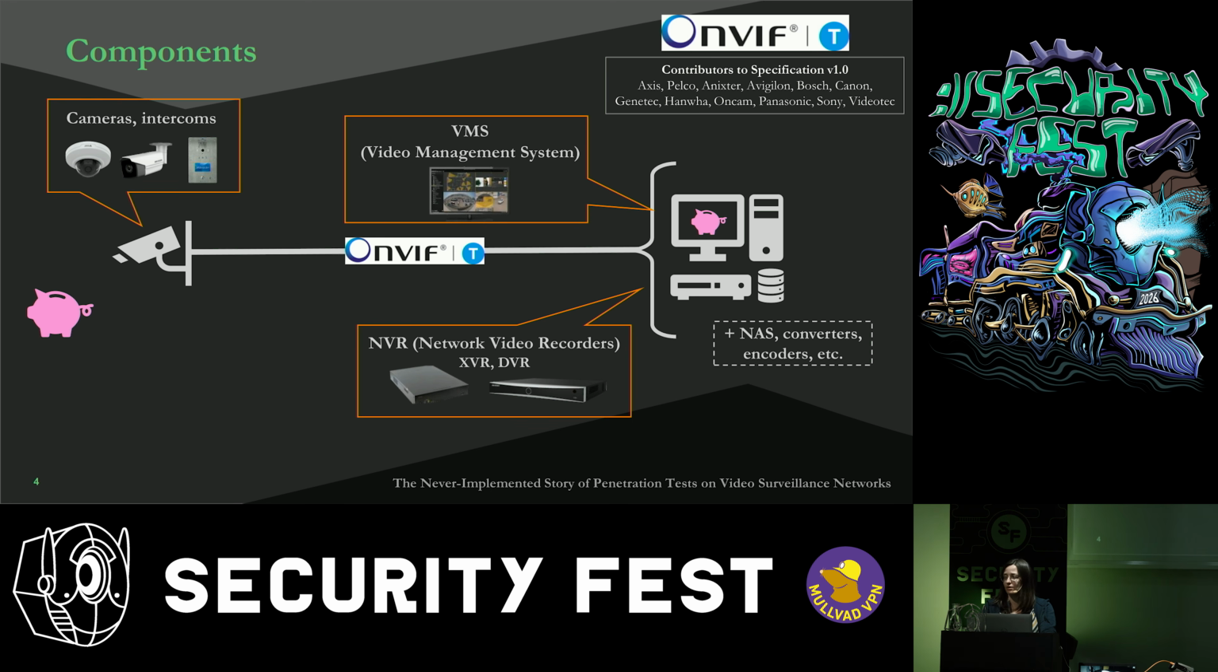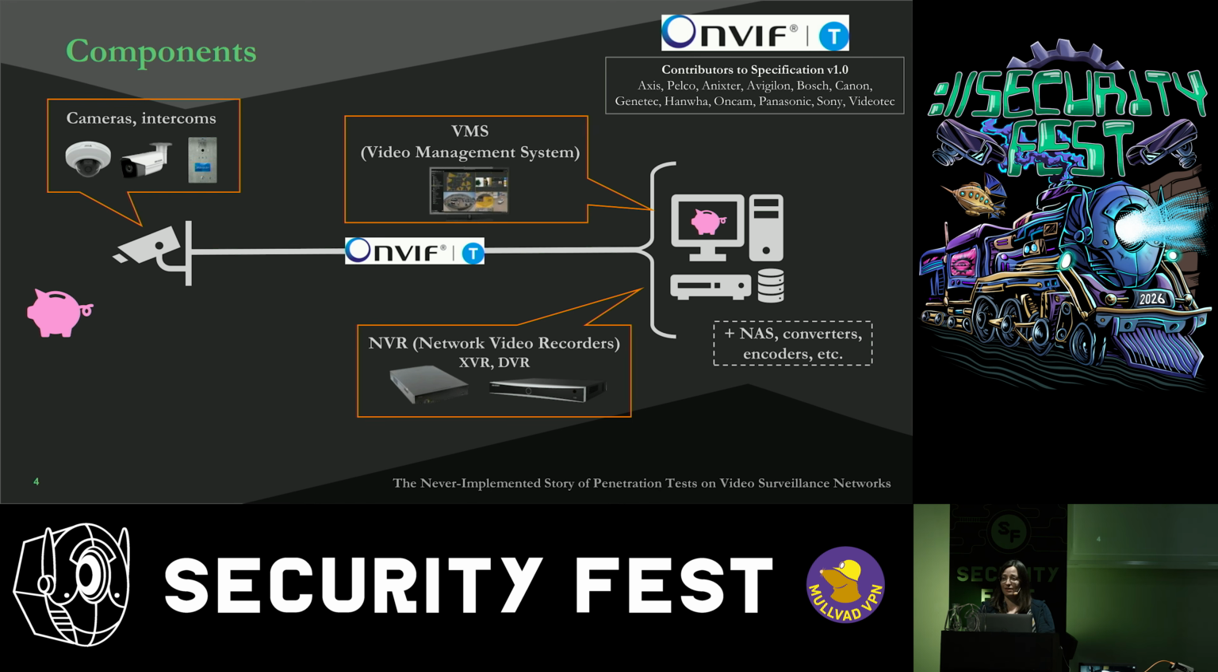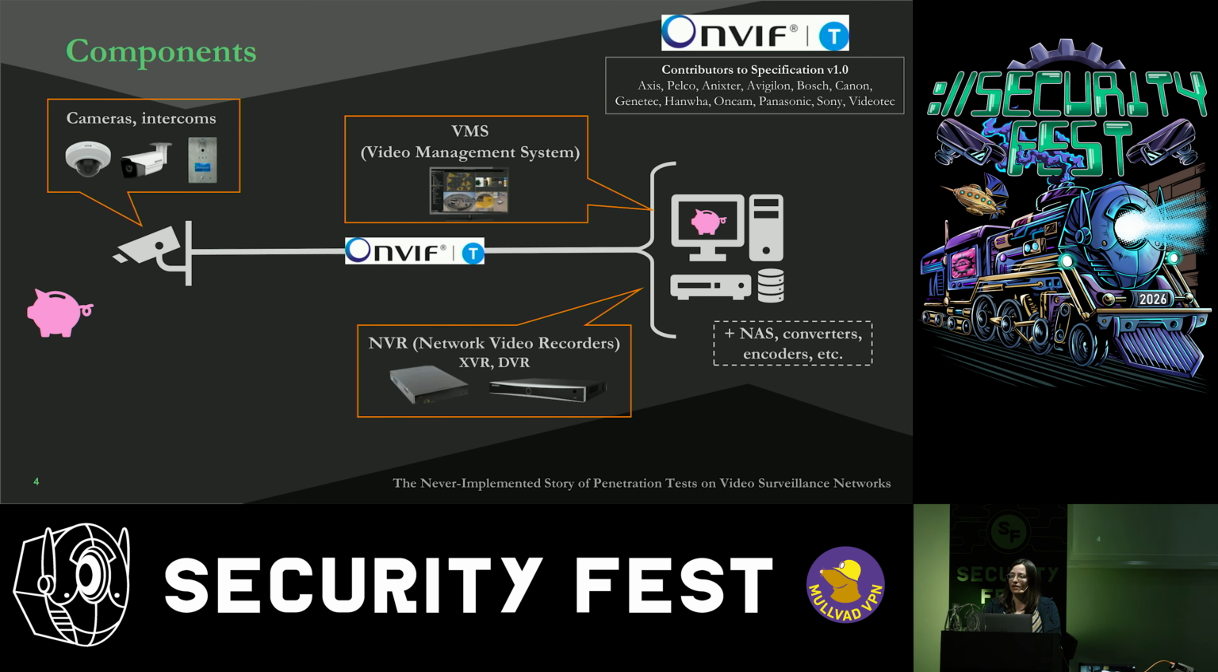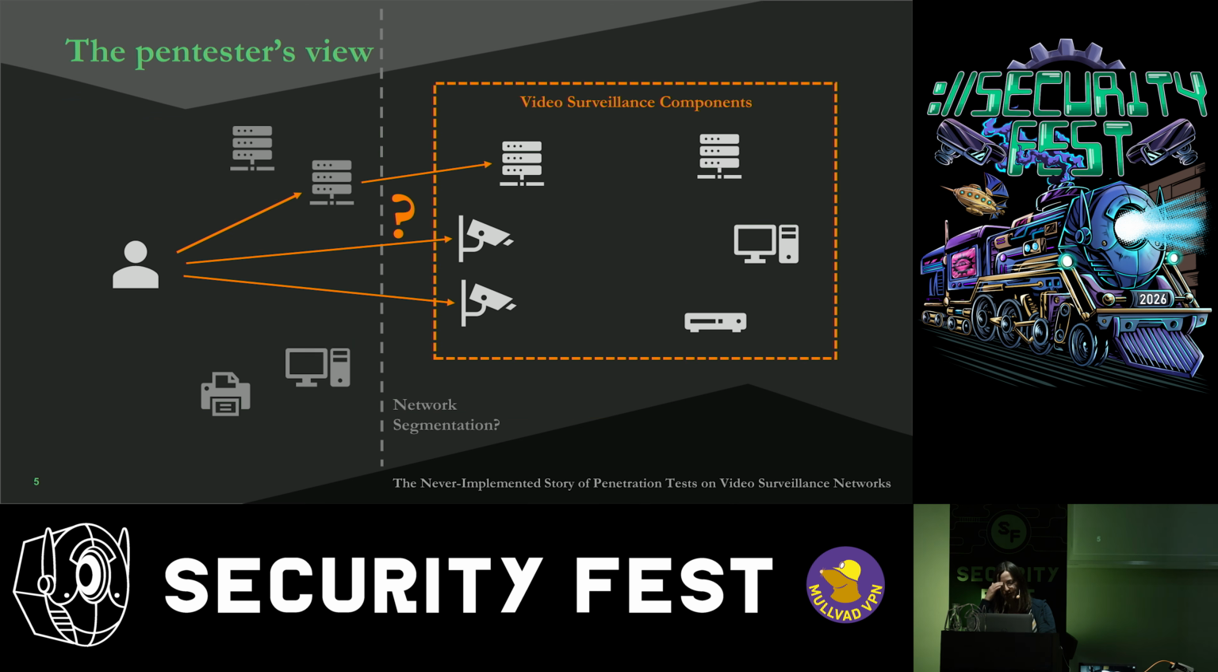There are, of course, different types of video surveillance systems, including different types of devices, depending on the functions. And different types of systems can interact using different means, but here we are going to focus on only one: IP-based video surveillance systems, and more specifically, the ones that comply with the ONVIF standard, which is actually the main standard for this purpose.